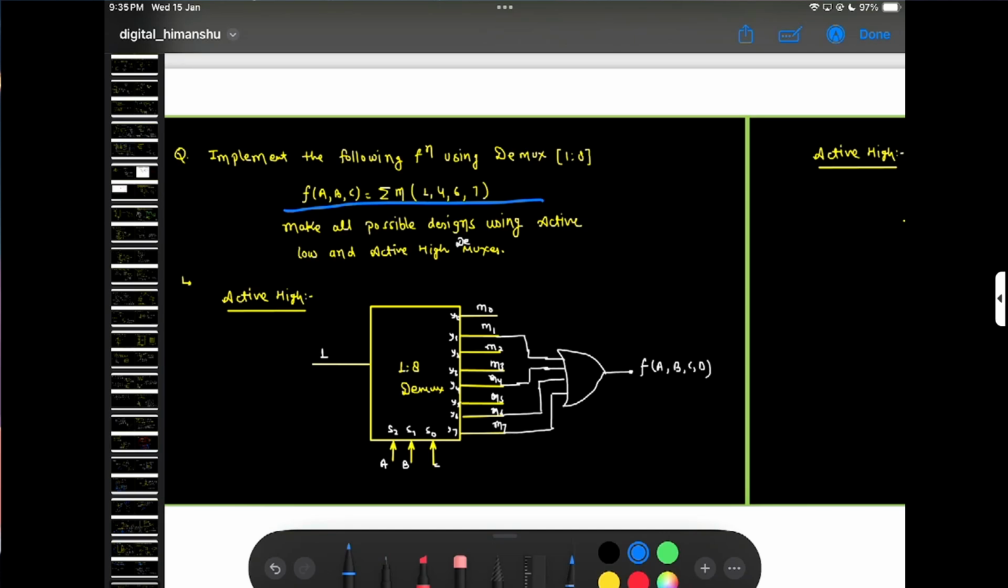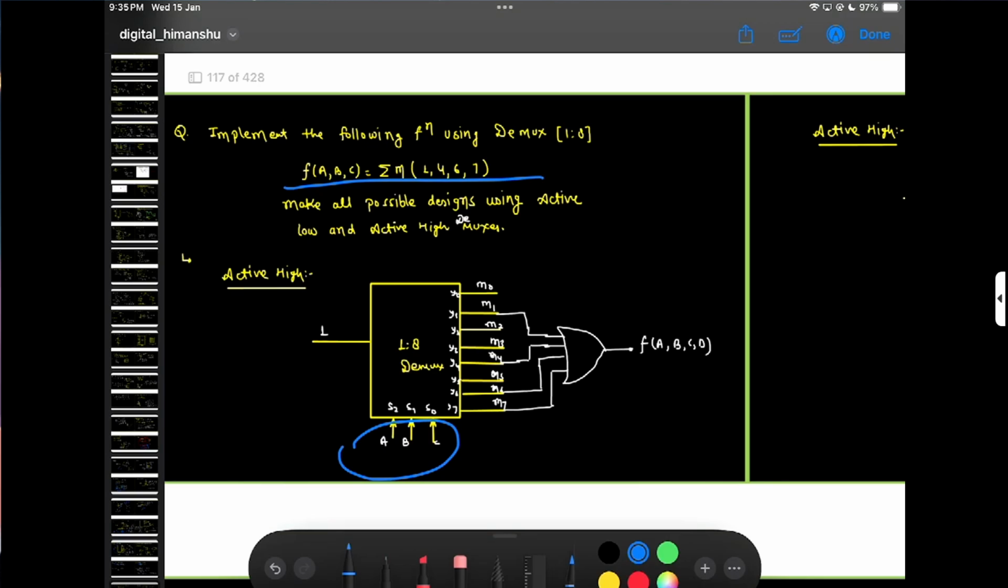So this is my select line ABC, and it is my 1 is to 8 demux, with input 1, and we need these minterms. So how can we get these minterms? We take outputs from m1, m4, m6 and m7, and if we do OR, obviously we get the output.